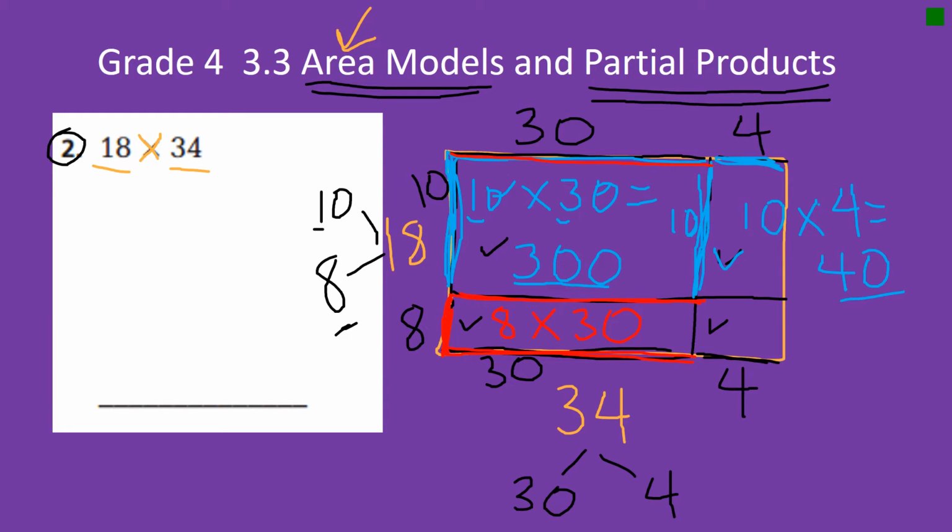So how much is 8 rows of 30? Let me see. 8 times 3, 8 times 2 is 16, and 8 more is 24, and add on a 0. Okay? You know what I'm going to do right now? I'm going to circle all of the partial products that we have so far so they don't get lost in all this writing.